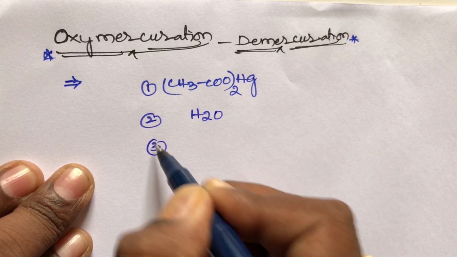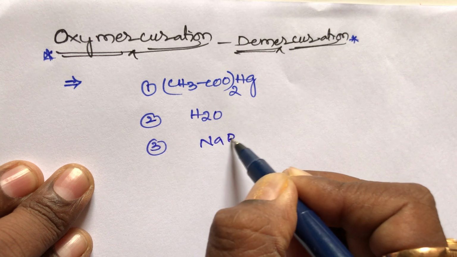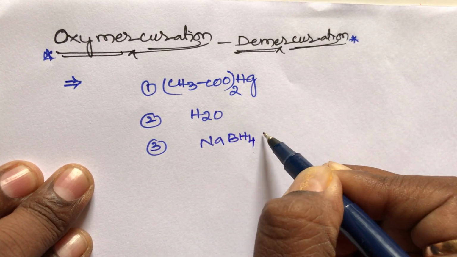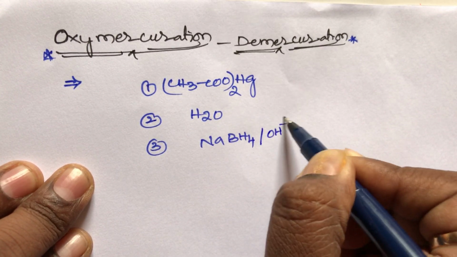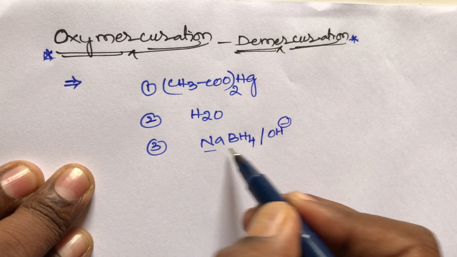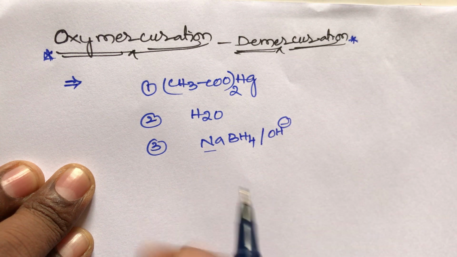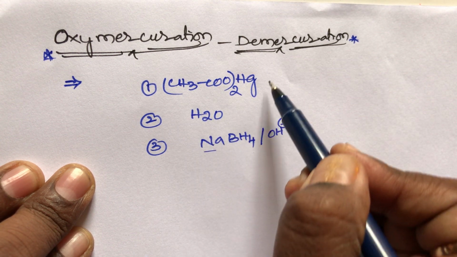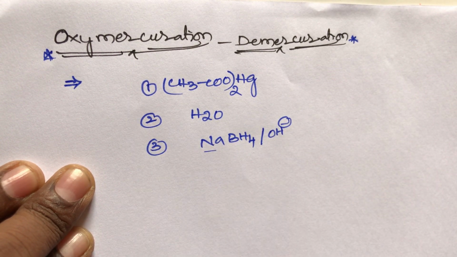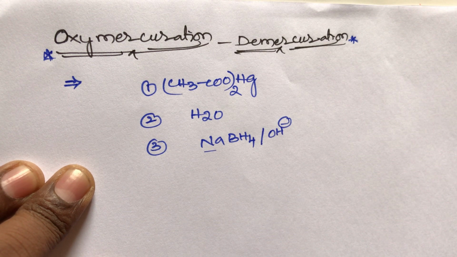Now the third one is sodium borohydride, in the presence of OH minus. This sodium borohydride is used in the demercuration, but mercuric acetate and water, these both are used in oxymercuration. It is very important, student.